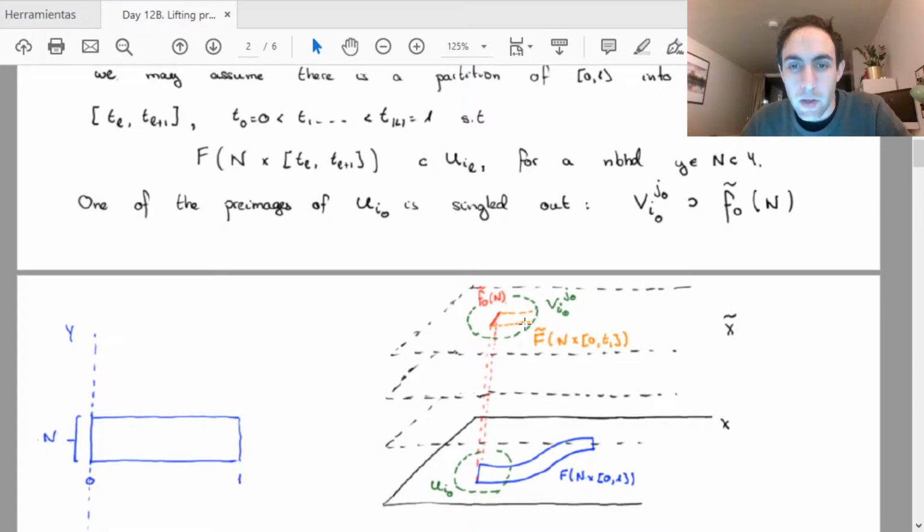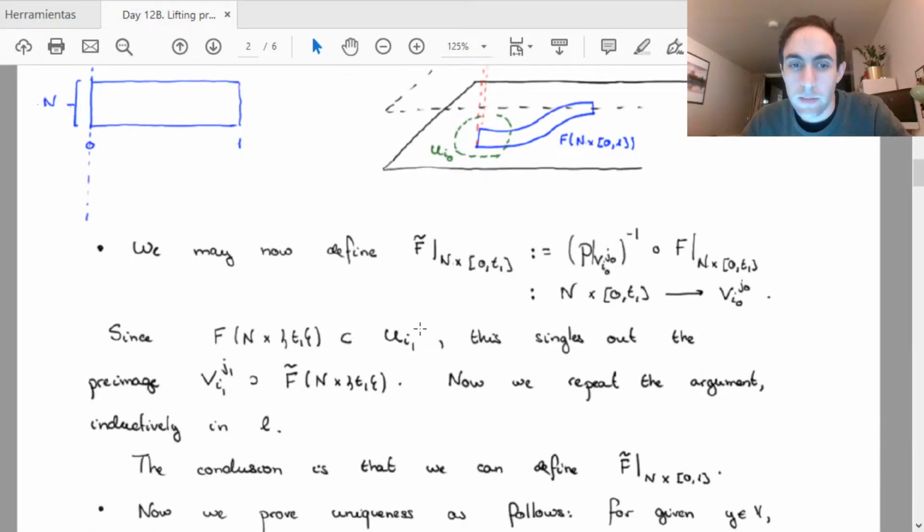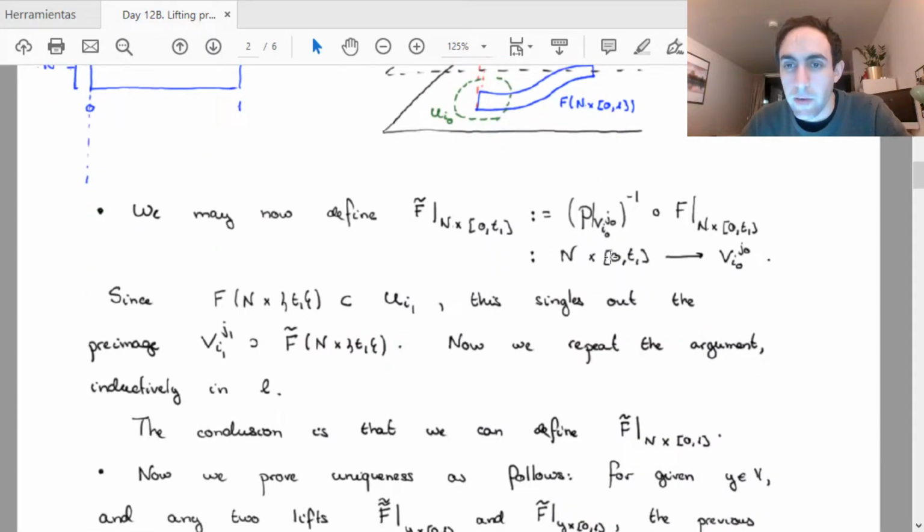I choose one of its preimages. Which one? The one containing the piece that I've already lifted. And now, having done that, I just continue the process. All right, so basically inductively, and always using the previous step as a starting point, I just keep lifting. The formula, you can find it here.